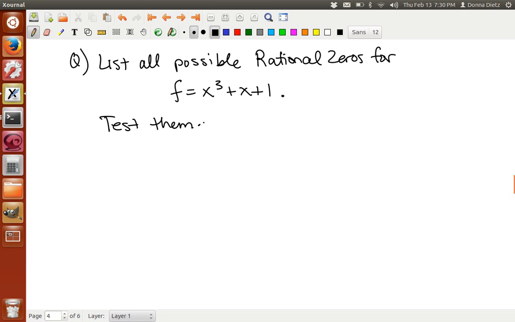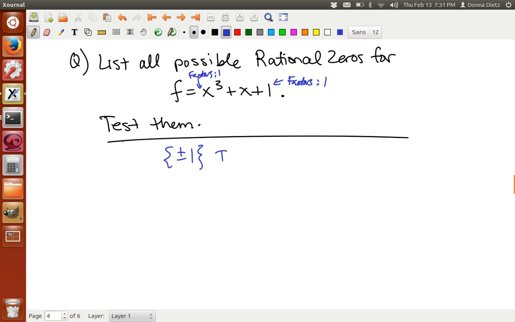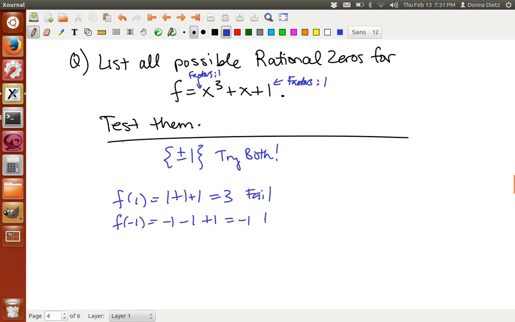Okay? So what we would do is we would say, okay, factors, this is easy, is just 1. And factors of this guy, and I just mean the coefficient in front of him, is just 1. So the answer is that the set is just plus or minus 1, and we want to try both because the question said to. So f of 1 is 1 plus 1 plus 1 equals 3, fail. And f of negative 1 equals negative 1 minus 1 plus 1 equals negative 1, fail.